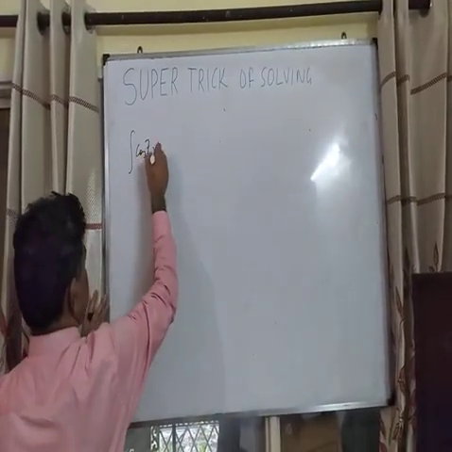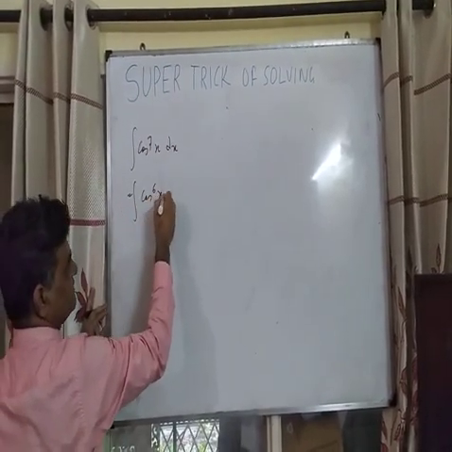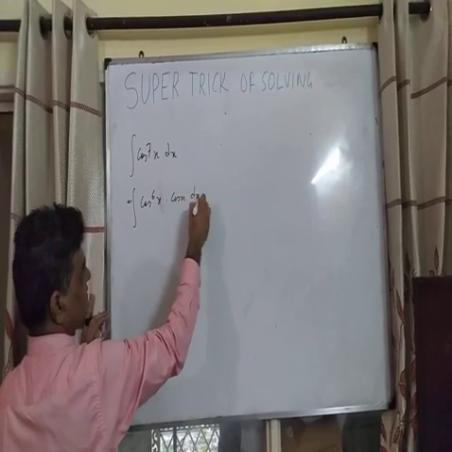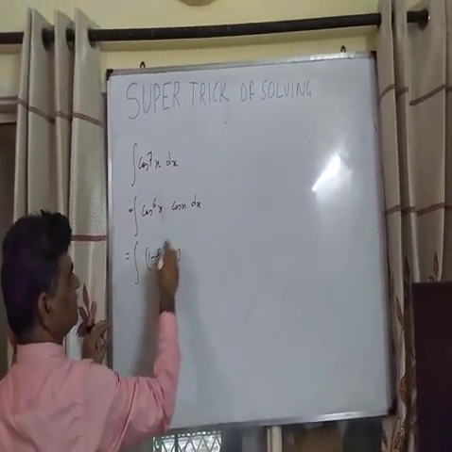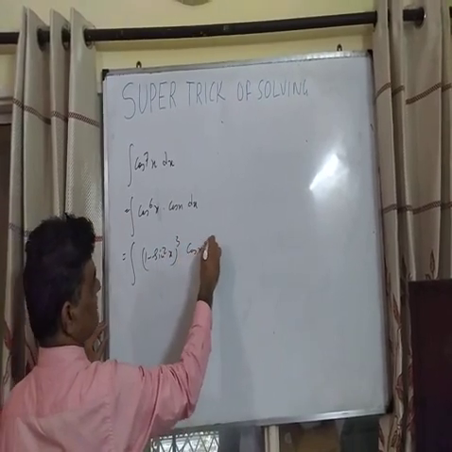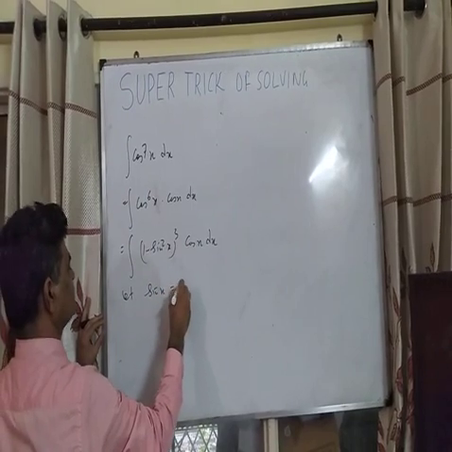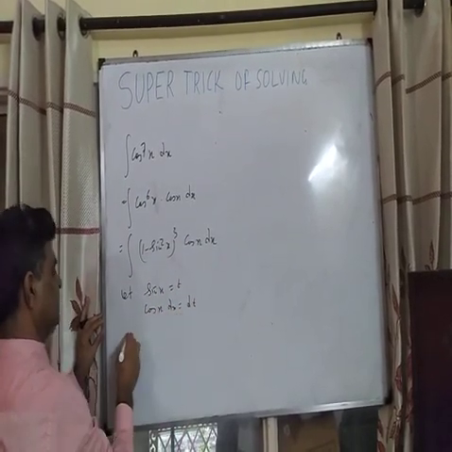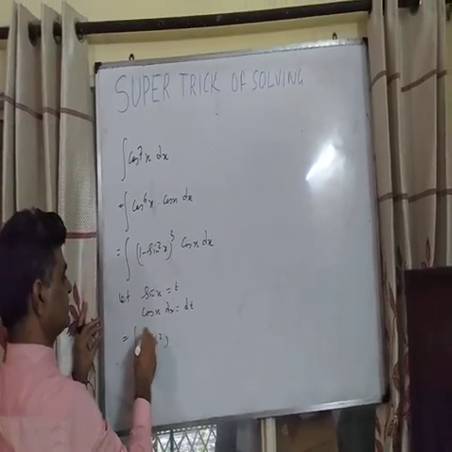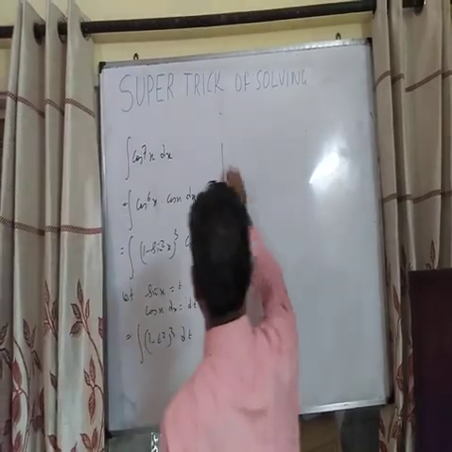Say for cos to the power 7x dx. So see the technique: cos to the power 6x into cos x dx. So this we can write as 1 minus sin square x whole power 3 into cos x dx. Now let sin x equal to t. So cos x dx equals dt. Now put in this: 1 minus t square power 3 dt. So we can solve it.